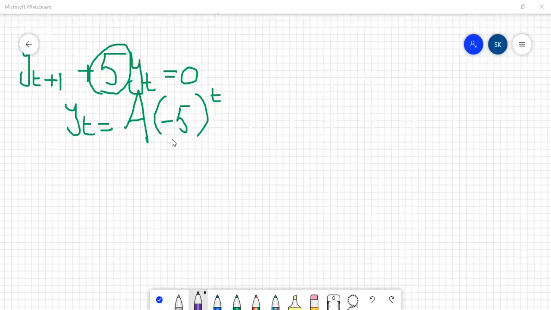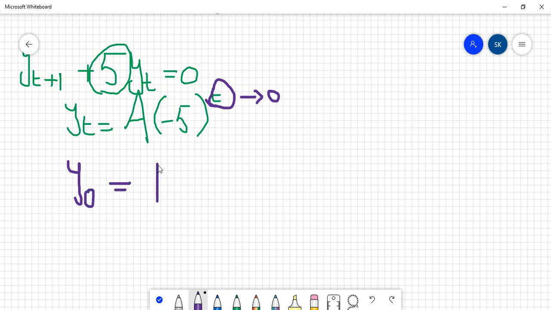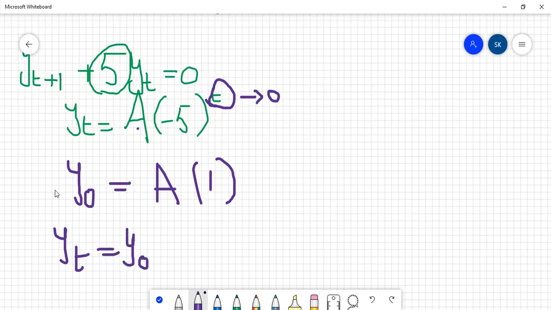y_t is equal to a into minus 5 raised to power t, and then again, if we put the value of t equal to 0, what we will get is that y of 0 is equal to, because this is also the same t, a into minus 5 raised to power 0, which will become equal to 1. And therefore, in place of this a, if we now put y of 0, then we will get y_t is equal to y of 0. Okay, this y of 0 has come from here.